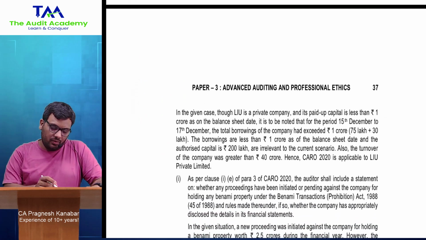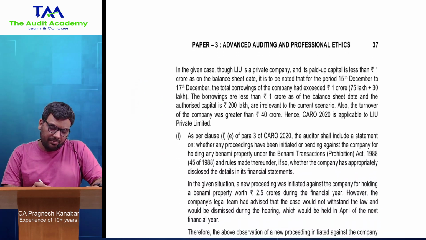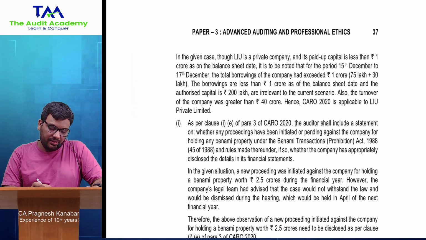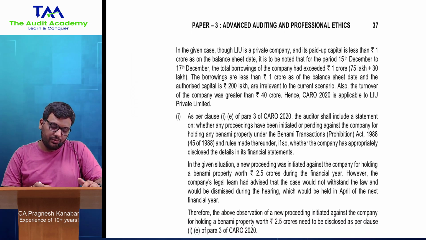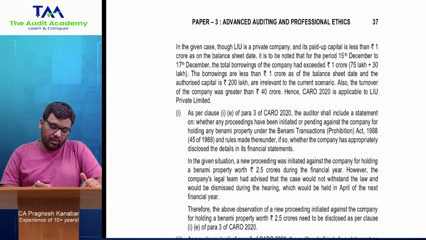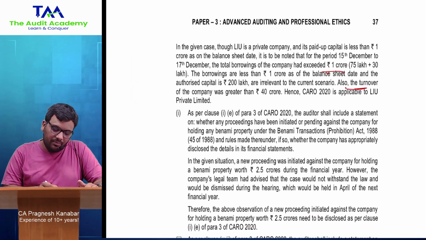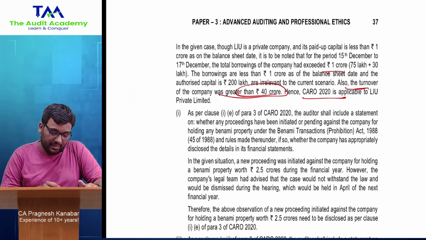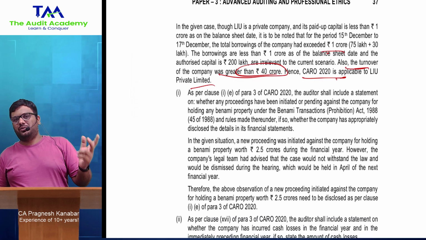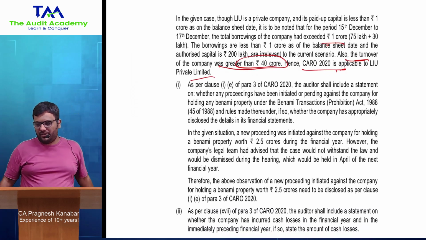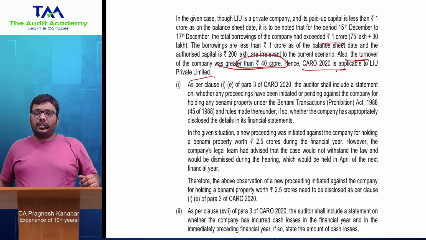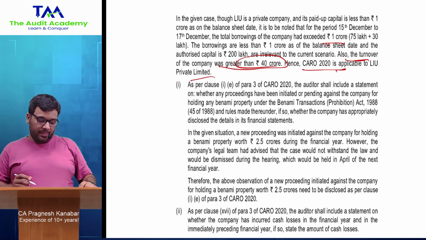In the given case though, Leo is a private company and its paid up capital is less than rupees 1 crore as on balance sheet date, it is to be noted that for period so and so the borrowings exceeded 1 crore. Also the turnover of the company was greater than rupees 40 crore, hence Caro is applicable. तो इनको Caro में थोड़ा changes करना पड़ेगा now because small company definition has changed. But ठीक है चलो, I hope you have understood the logic over here.